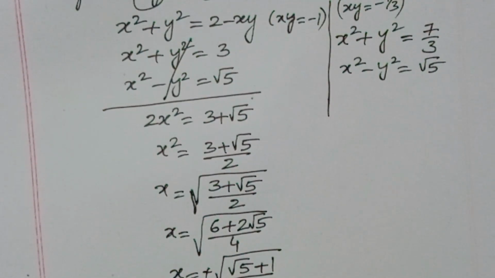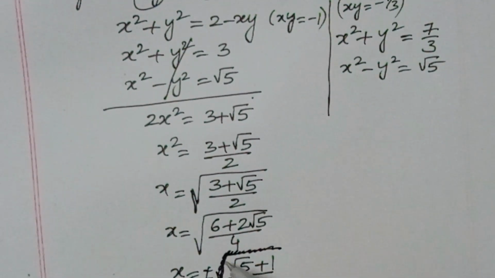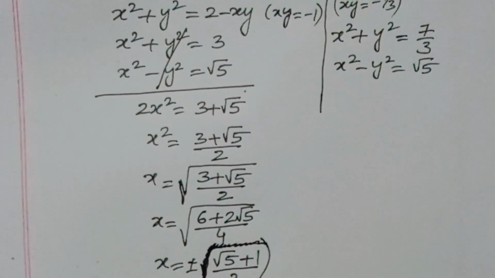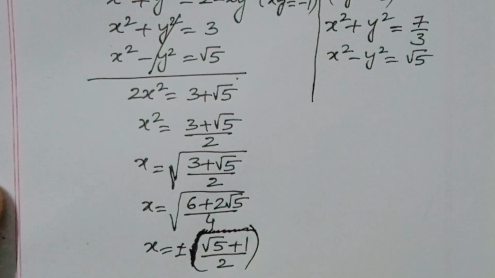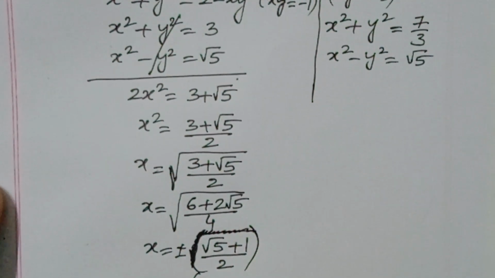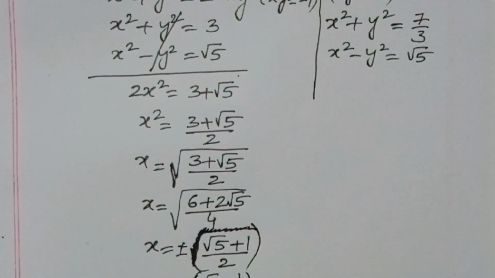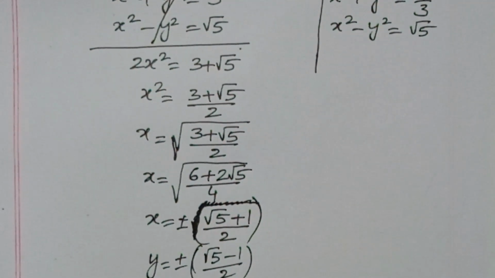So here this is the value we are getting. So here we can remove this root. The root won't be there. So here we will get plus or minus (root 5 plus 1) by 2. So y will be conjugate to this. The y value will be conjugate to this, so what will we get? (root 5 minus 1) by 2. The y value will be (root 5 minus 1) by 2. Both are conjugate to each other.